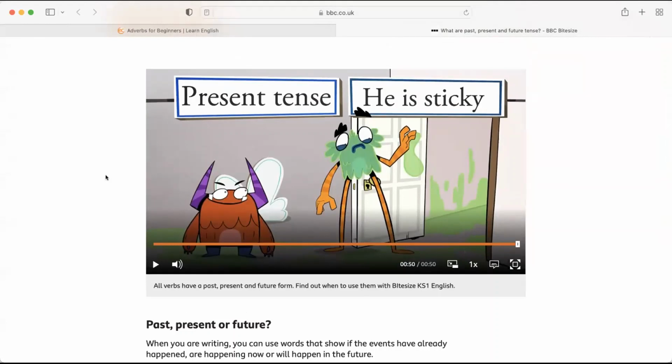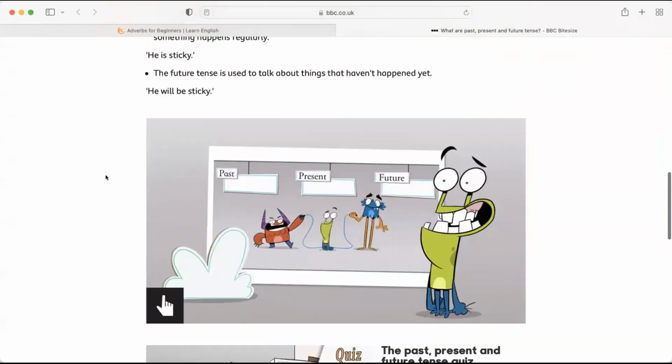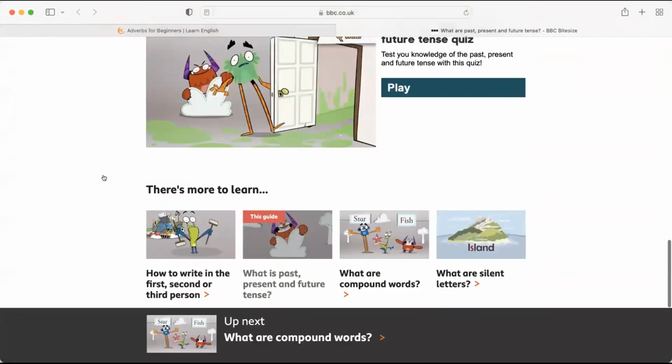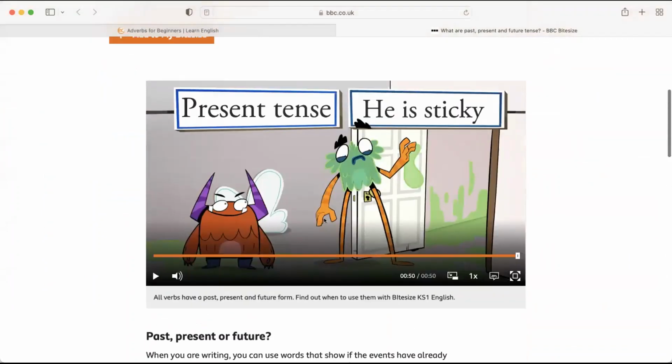So how to change a verb into the past, present, and future tense. So changing an action. Okay, let me get the worksheet up.